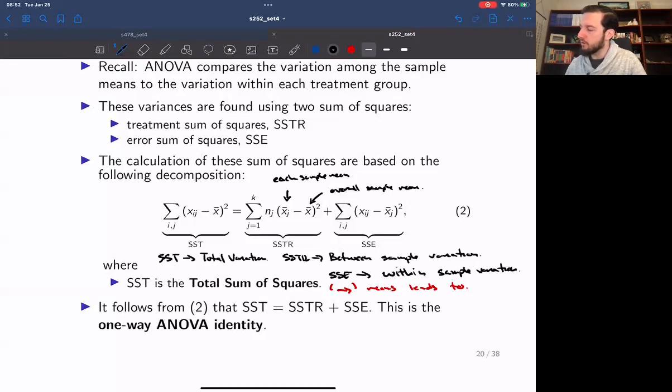Okay, and equation 2 is called our one-way ANOVA identity. And this idea is the same for all kinds of ANOVA. You start with SST and you decompose it into different types of sum of squares. Then you can use those to find different types of variance, and then you compare the variance. But this is the simplest case. We're just going to further decompose total variation in each of the subsequent lecture sets. Any questions?